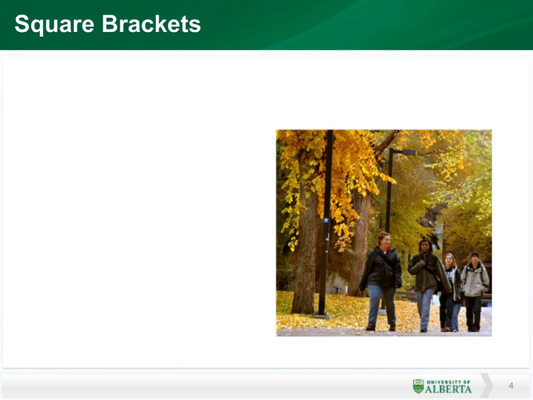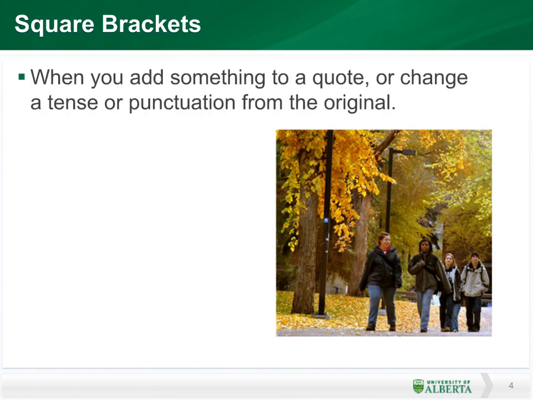Square brackets. Square brackets are the opposite of an ellipsis. That is, an ellipsis tells your reader that you took out words from a quote, whereas square brackets tell the reader that you are putting something extra into the quote so that your reader may better understand it. So why would you want to do that?